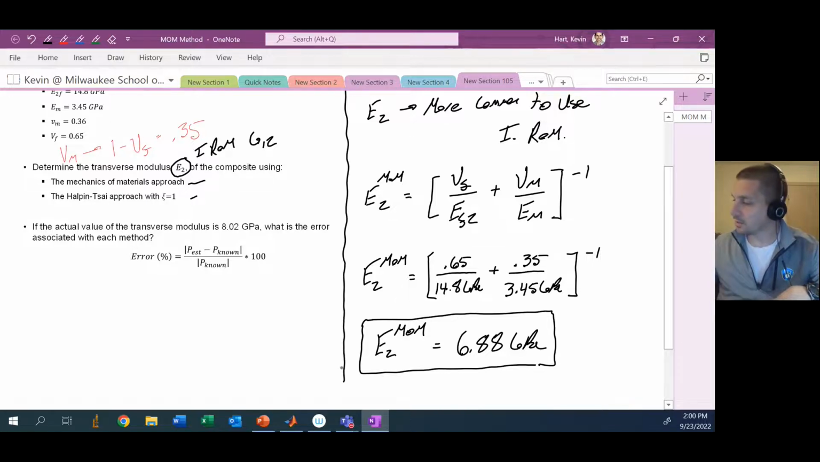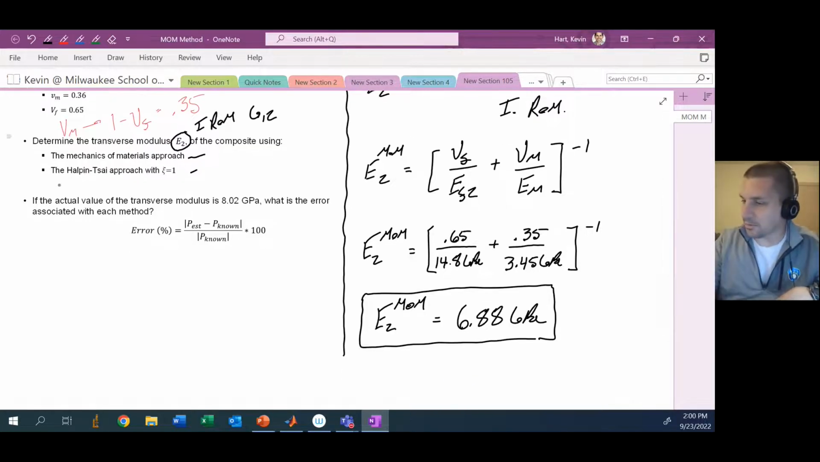Okay. Now let's move on with it. The next step of the problem is calculating the Halpin-Tsai approach with psi equal to 1. So here they're giving us the value of psi. Typically, if you're going to calculate E2 using the Halpin-Tsai approach, you'd go with a value of psi equal to 2.